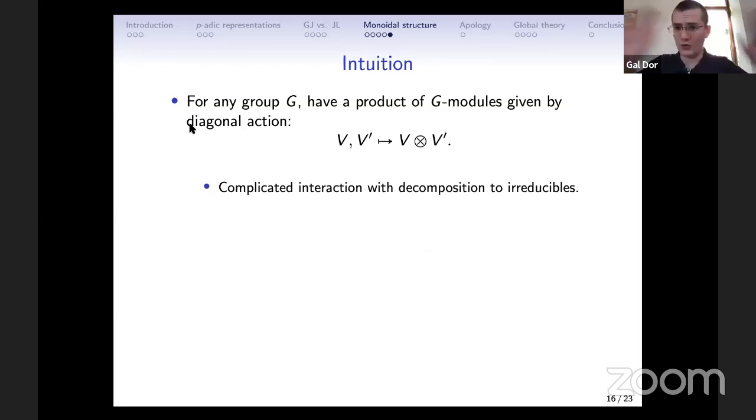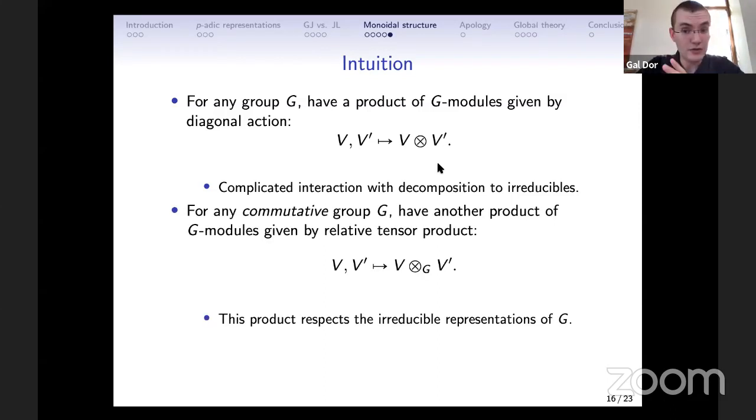If you have just any group G, it doesn't have to be GL2F, then you have a product of G modules just by taking diagonal action. If I have two G modules, I can take V tensor V prime, not over anything, and this has a diagonal action. But this action plays very badly with the spectral decomposition. If V and V prime are irreducibles, then V tensor V prime can be pretty complicated. It doesn't have to have finite length. It can be pretty terrible.